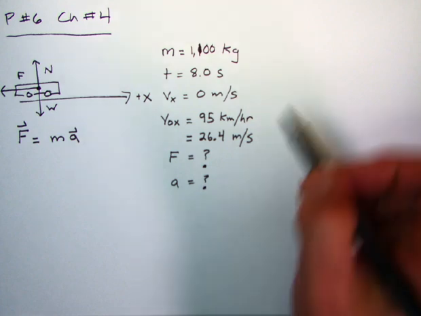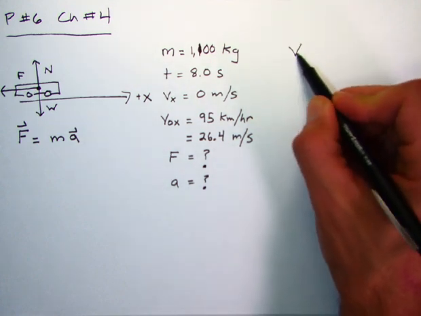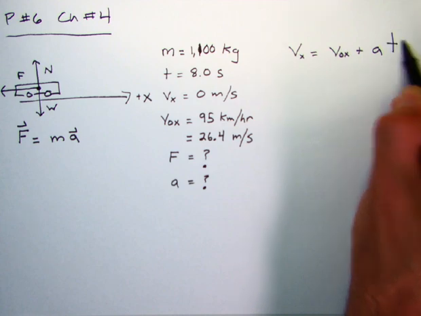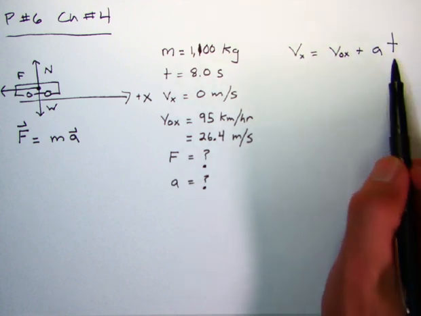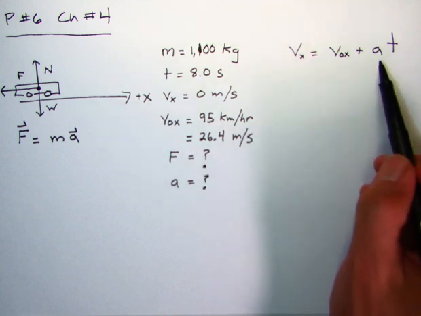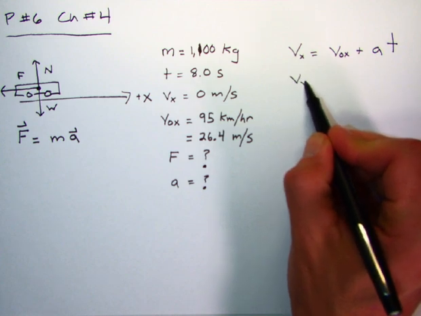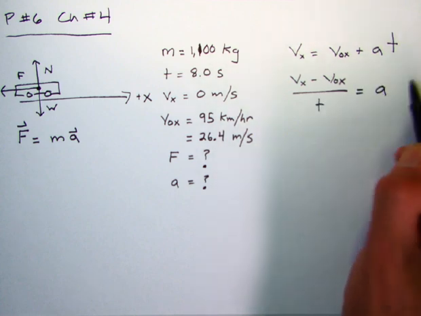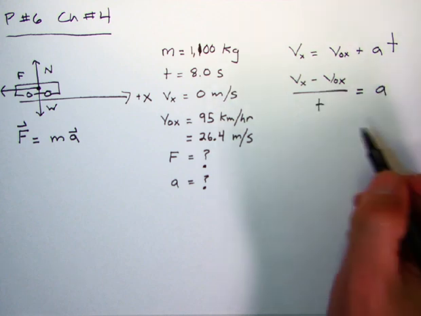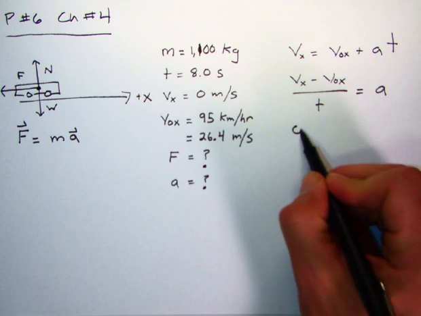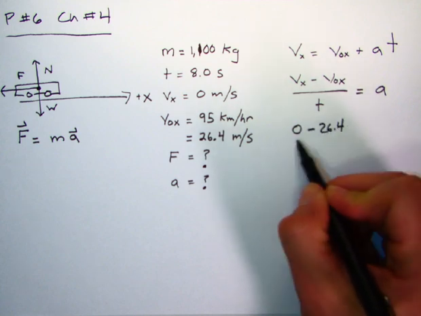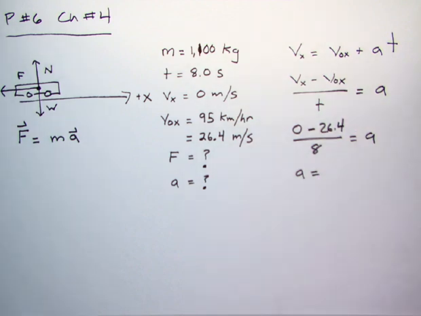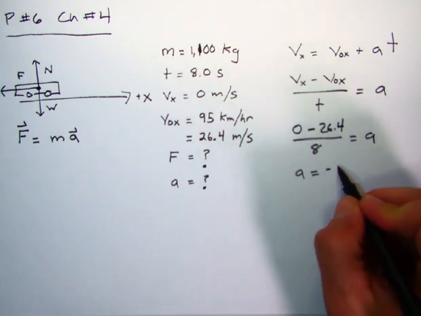So if I go and look at my equation sheet, I find that final velocity has to be initial velocity plus acceleration times time. And I see that I know every variable in this equation except acceleration, which I want to know. So if I do a little algebra here, I could find out that my acceleration should be equal to my final velocity minus my initial velocity divided by time. So plugging in my numbers here, I would get 0 minus 26.4 divided by 8 is equal to A. Or just writing that neatly here, I would get A is equal to negative 3.3.